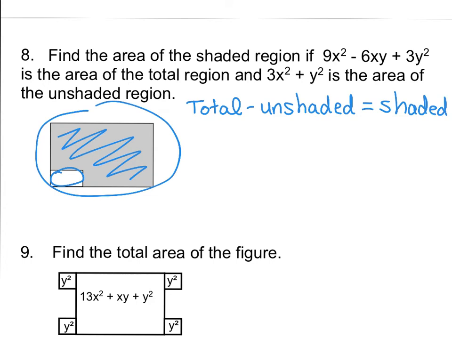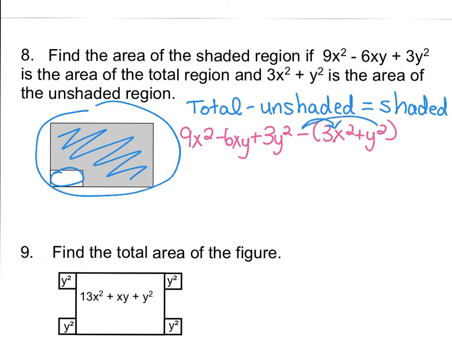So my total was 9x squared minus 6xy plus 3y squared. And I want to subtract 3x squared plus y squared. Remember again that you would distribute that, so it would really be, I'll just rewrite it so you can see, negative 3x squared minus y squared.